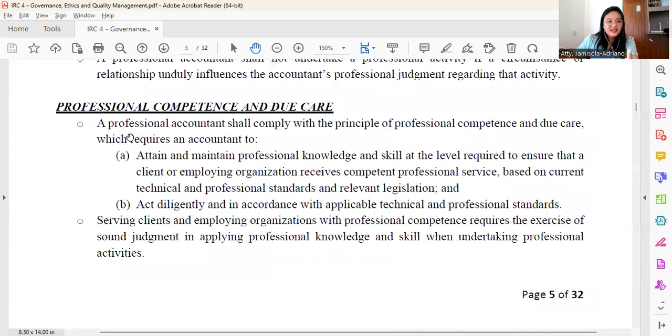So, let's say yes, you have a CPA license. Yes, you have maintained your professional knowledge by attending seminars, but you recklessly applied those standards in your business activities or in your professional activities. You acted recklessly. Although you know you have the necessary knowledge and skill, you applied them recklessly. So not just professional competence, but also we have to exercise due care. Okay.